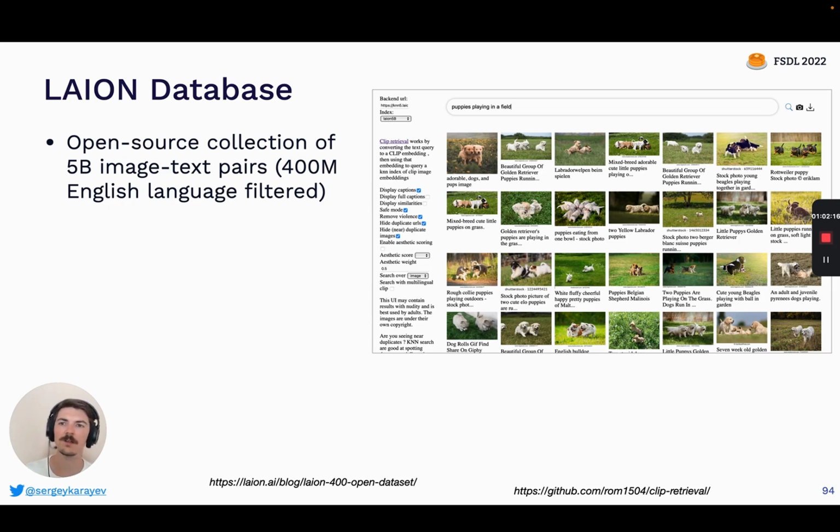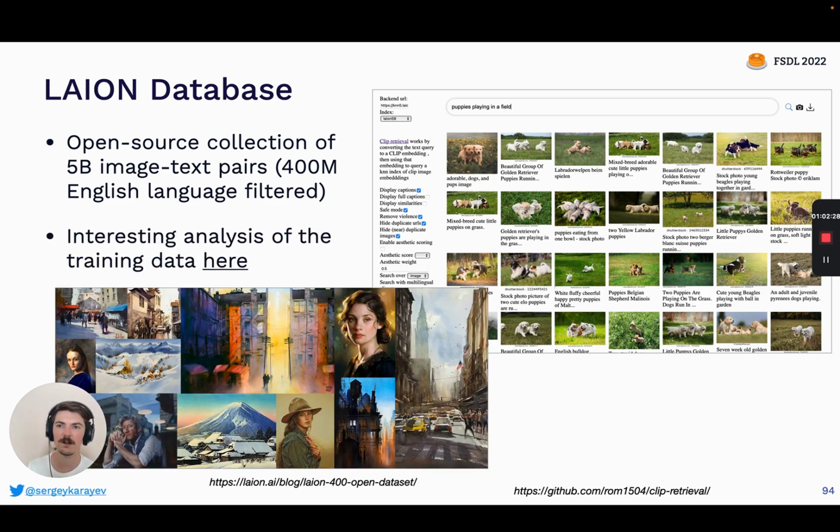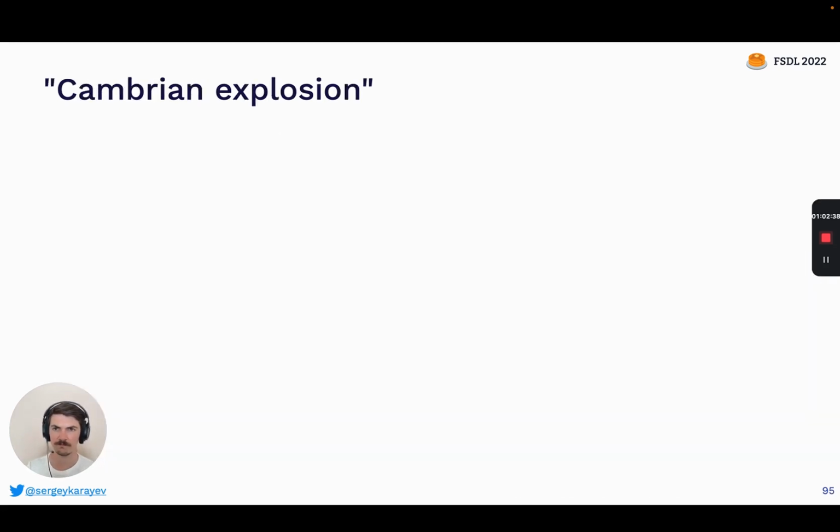This is an open source collection of 5 billion image-text pairs. There's a 400 million English language, quality-filtered subset of it that people can use as well. There's a cool blog post that analyzes what's in the training data that you can take a look at if you're interested. It could be a cool project to explore it more.